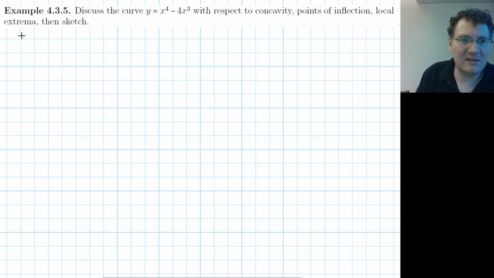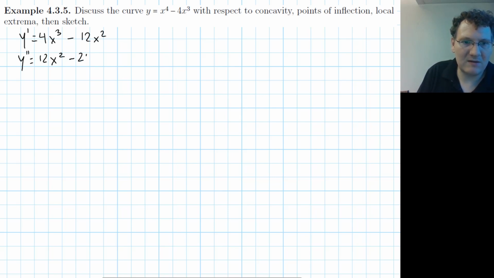Well, okay, let's look at y prime. This is going to be 4x to the 3rd minus 12x squared, and the second derivative is 12x squared minus 24x. I'm interested in looking at the first derivative. This can be factored, and I'm going to factor it. Take out the 4x squared, and what I'm left with is x minus 3.